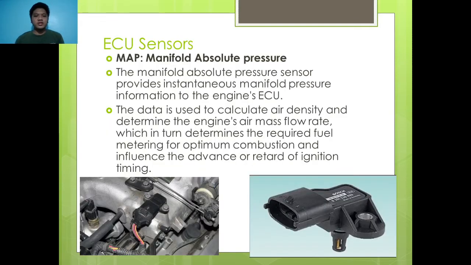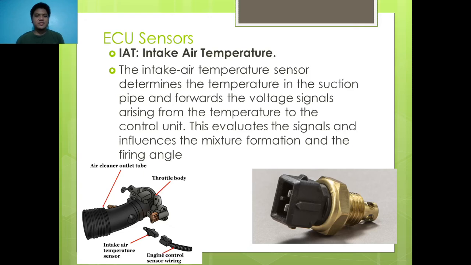Manifold absolute pressure. The manifold outlet pressure sensor provides instantaneous manifold pressure information to the engine's ECU. The data is used to calculate air density and determine the engine's air mass flow rate, which in turn determines the required fuel metering for optimum combustion and influences the advance or retard of ignition timing.